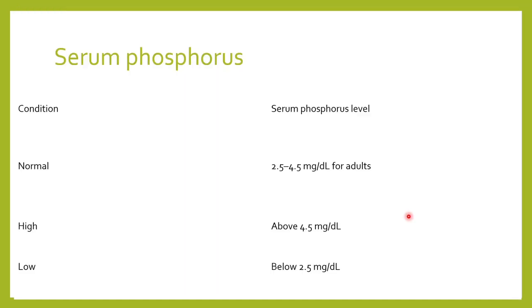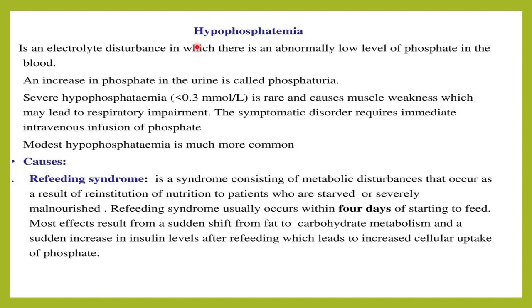So the normal level of phosphorus would be anything between 2.5 to 4.5 milligram per deciliter for adults. When the level of phosphorus goes below 2.5 milligram per deciliter, we call it hypophosphatemia. What are the causes of this hypophosphatemia? So the first cause would be refeeding syndrome. So what is this refeeding syndrome?